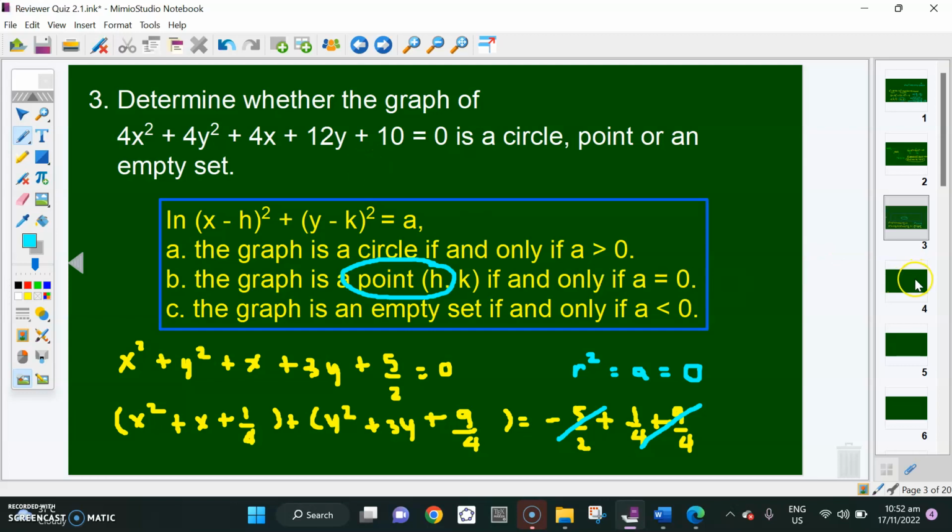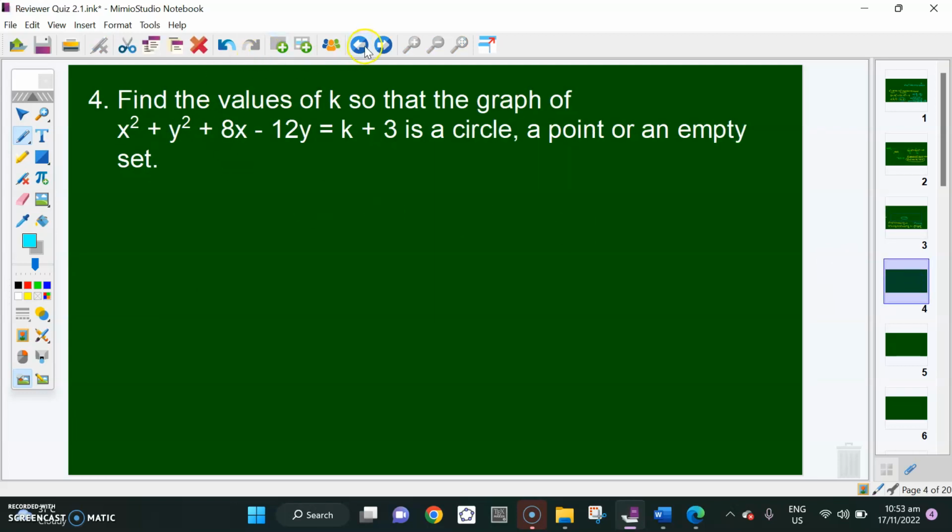Okay, next. In relation to number 3, we're after the values of k so that the graph of this equation of a circle is a circle, a point, or an empty set. That's what we will verify. What is the value of k?